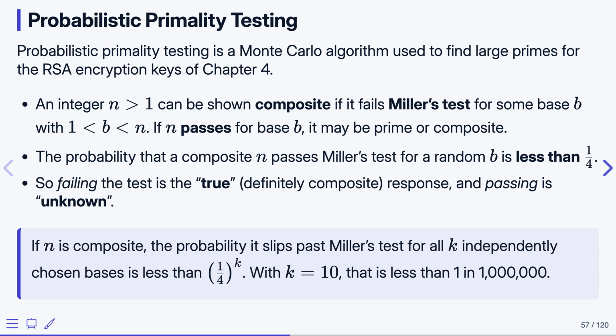Read the statement carefully. It says how rarely a composite number fools us. It does not say how likely a number that passed is composite. Those are different questions, and the next section shows why.